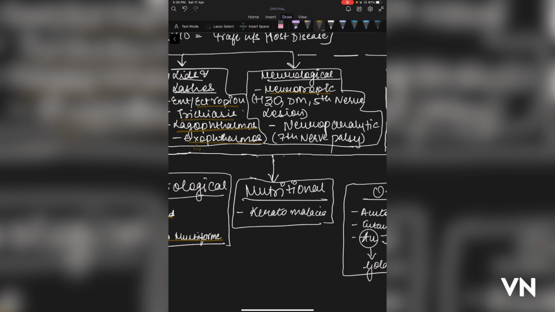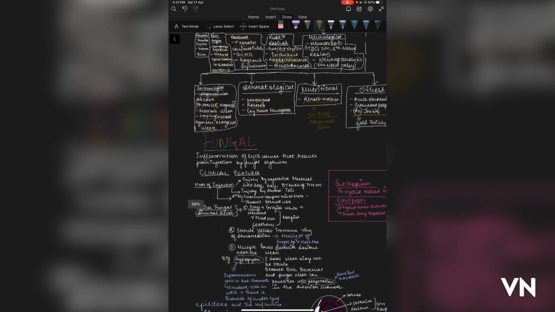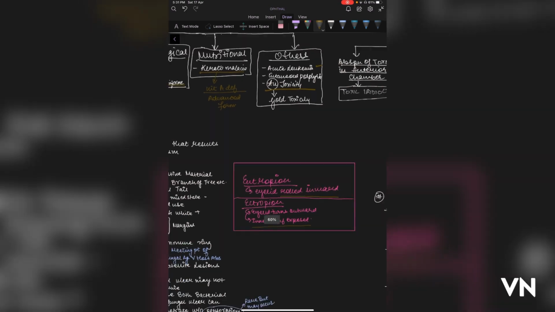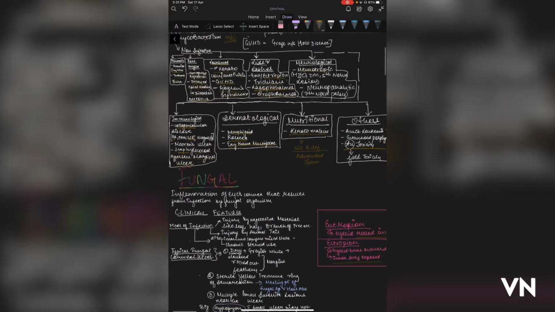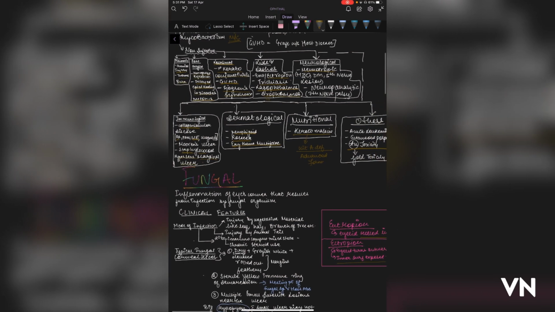Nutritional causes include keratomalacia. Keratomalacia is basically an advanced form of vitamin A deficiency. Other causes are acute leukemia, then gold toxicity. In gold toxicity, there is damage to the cornea as well. So yeah, entropion is when eyelids are rolled inwards. Ectropion is when they are rolled outwards and the inner surface is exposed. Ectropion can also lead to conjunctivitis, infection of the conjunctiva.